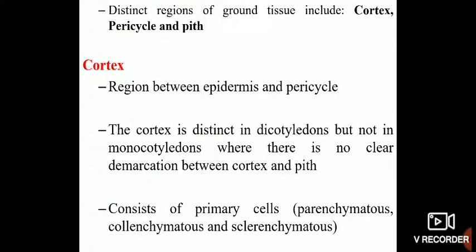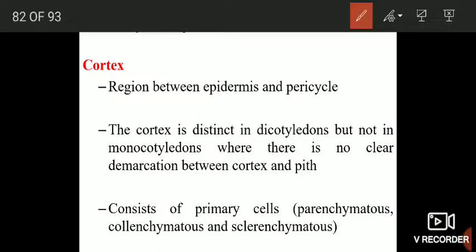There are distinct regions of ground tissue system. These include cortex, pericycle, and pith. We will discuss each of these distinct zones of ground tissue one by one. First one is cortex. Cortex is the region between epidermis and pericycle.